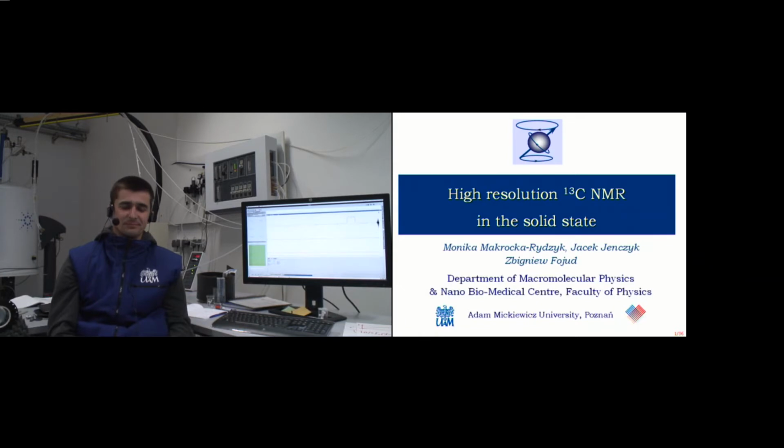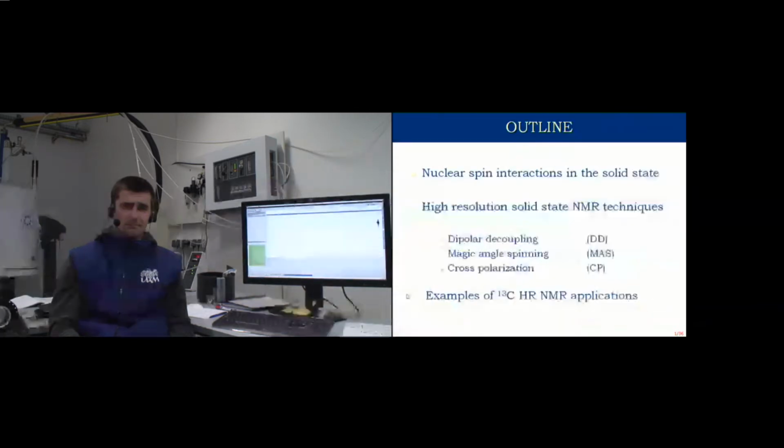After my theoretical explanation, which goes through parts like nuclear spin interactions in the solid state and high-resolution solid-state techniques, we will tell about a few methods to remove dipolar decoupling, then magic angle spinning, or in other words spinning at a specific angle, and then cross-polarization. Jacek shows you some examples of these techniques, okay?